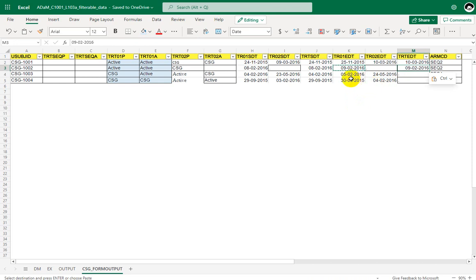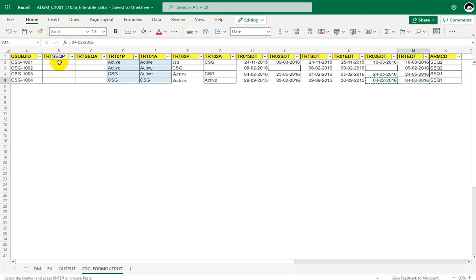for that subject. And for subject 1003, 5th Feb 2016 and 24th May 2016. So Feb and May is the latest date, so we need to populate TRT EDT with that value. And then for subject 1004, 30th September 2015 versus 4th Feb 2016. So TRT EDT will be from 4th Feb 2016, which is the latest. So this is how we can populate TRT SDT and TRT EDT as well.